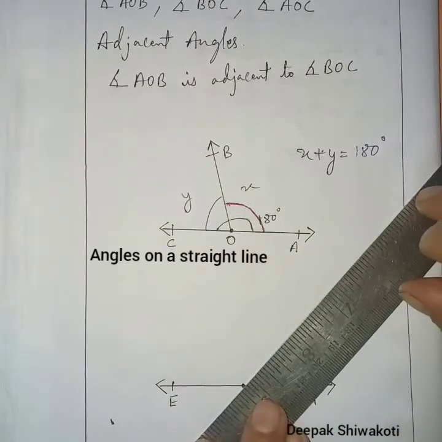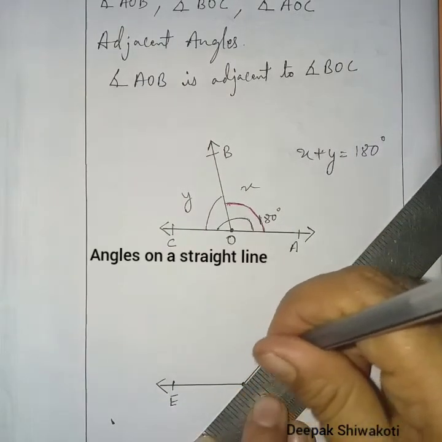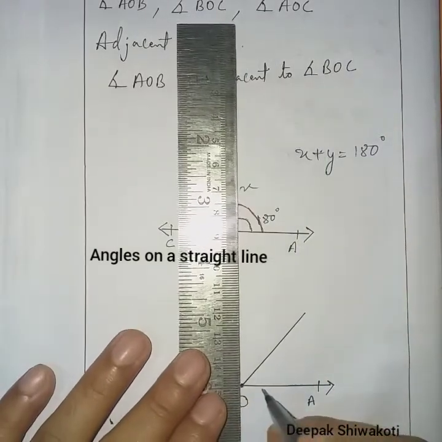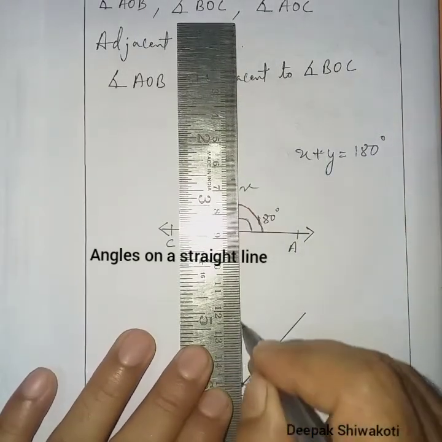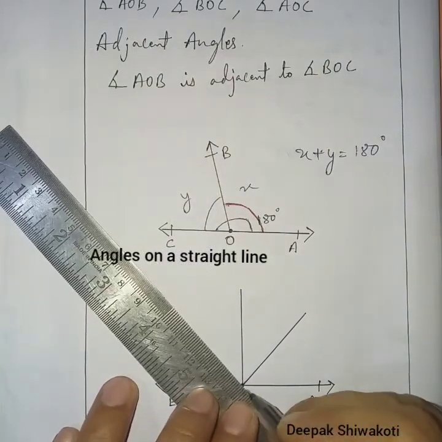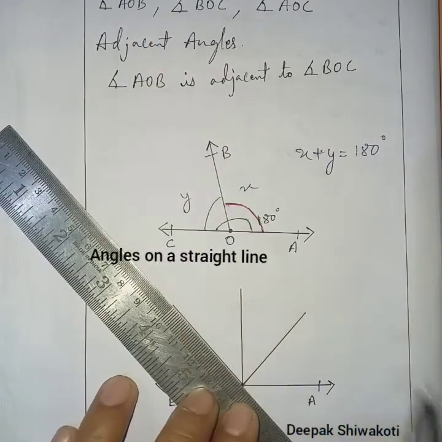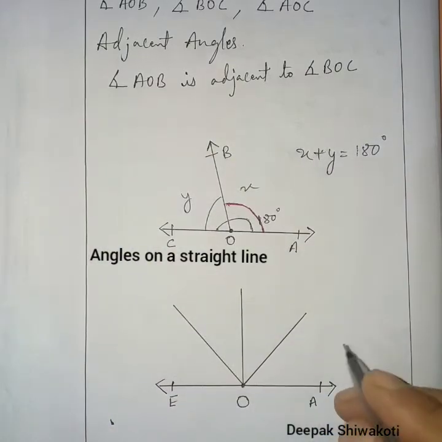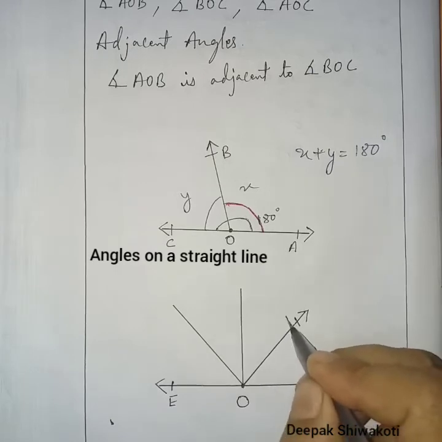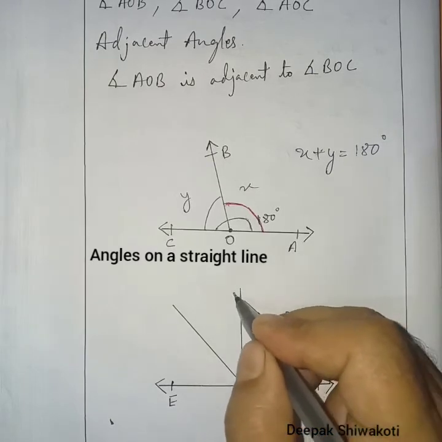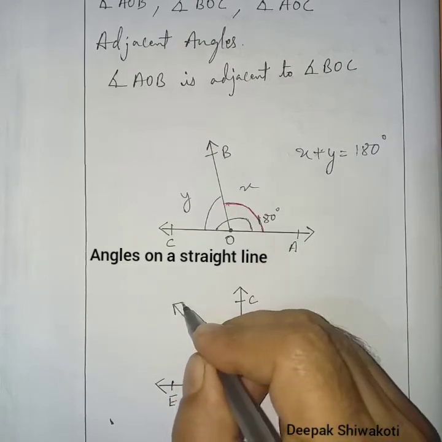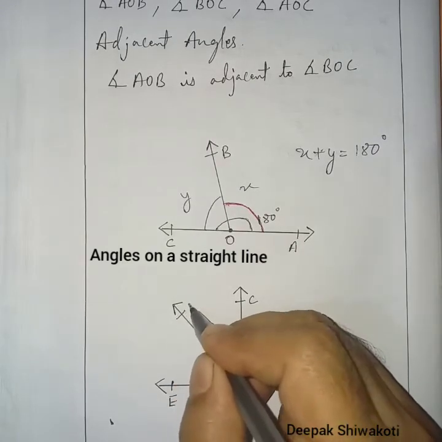Another ray coming out from the same point, another ray in this direction and one more ray in this direction. Okay, so here this ray is OB, this ray is OC, and this ray is OD.